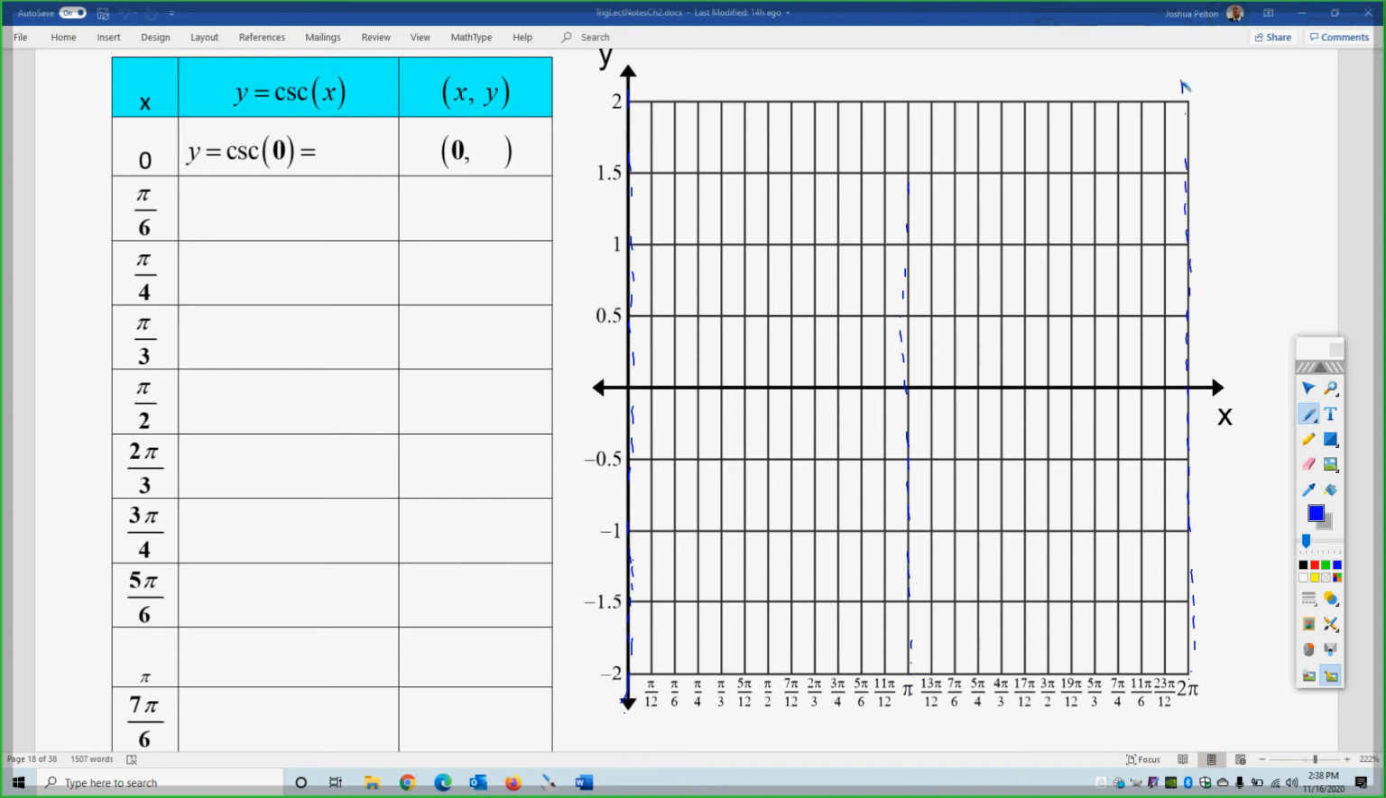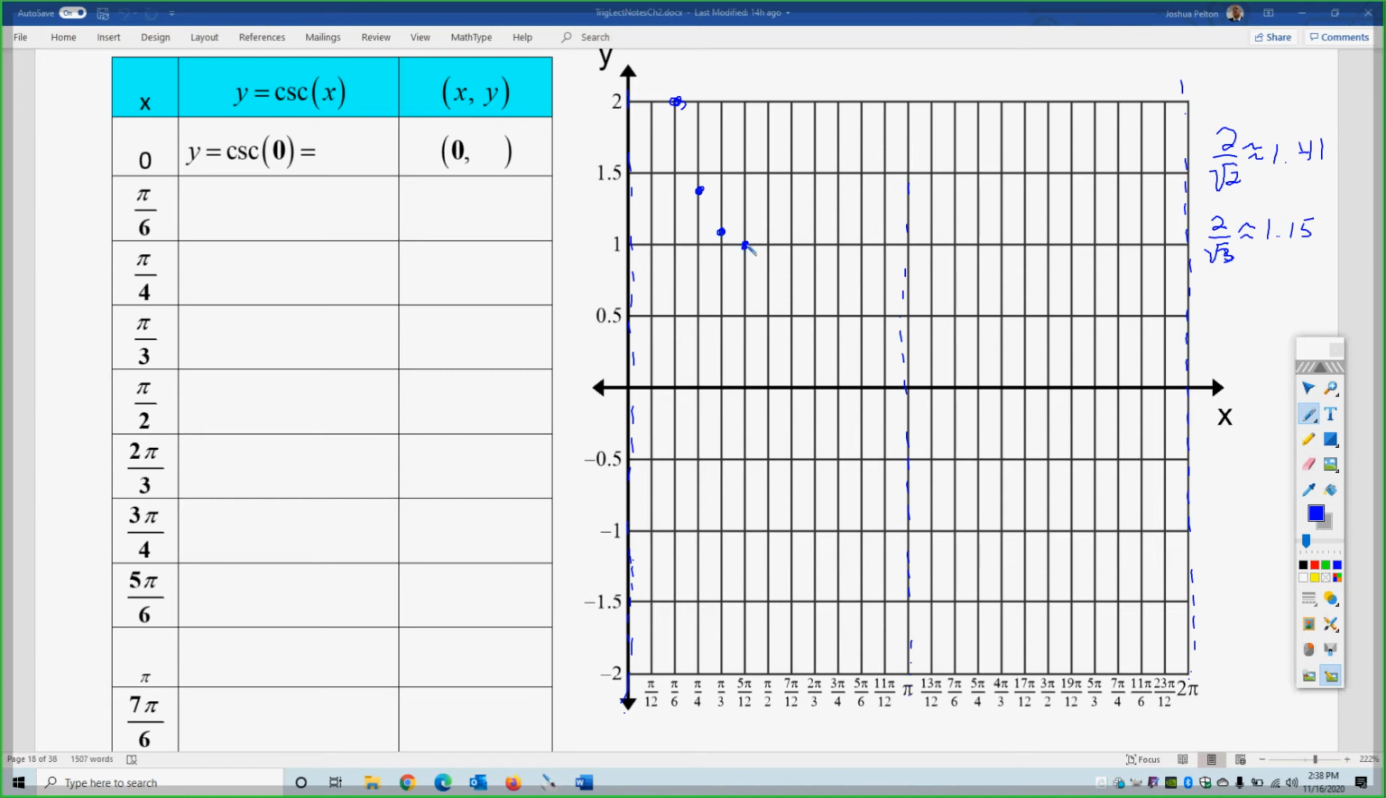Okay, so go through the quadrants, starting in the first quadrant. At pi over 6, we're at 2. At pi over 4, we're at 2 over root 2, so we do a little math over here on the side. 2 over root 2 is approximately 1.41. And we also had 2 over root 3 on our list, which is approximately 1.15. Okay, so at pi over 4, we're at 2 over root 2. And the next one, pi over 3, we're at 2 over root 3. And at pi over 2, we're at 1.